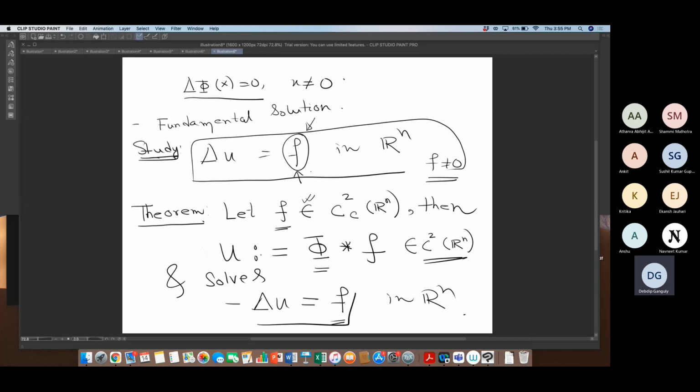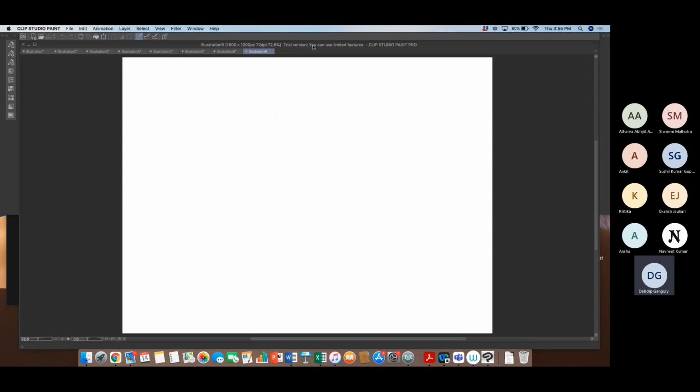All of you? Yes, sir. I am not saying that all solutions will be of this form. No, I am not saying this. I am saying that this is one of the solutions of this PDE: if you define u as phi convolved with f, then minus Laplacian of u equal to f. This solves your PDE. Clear? Okay.